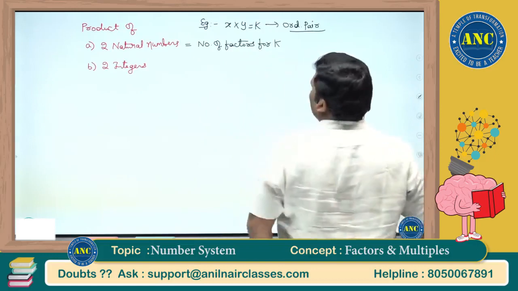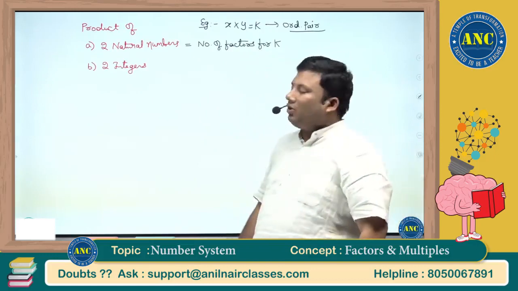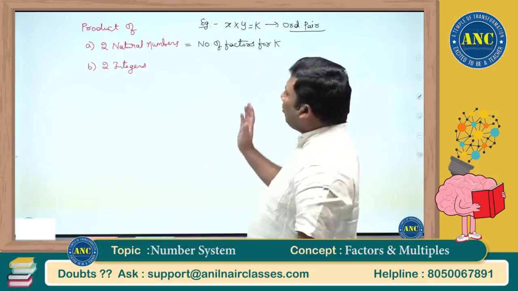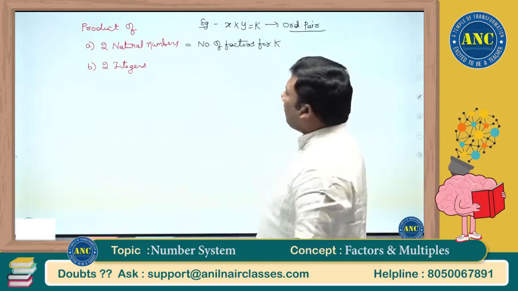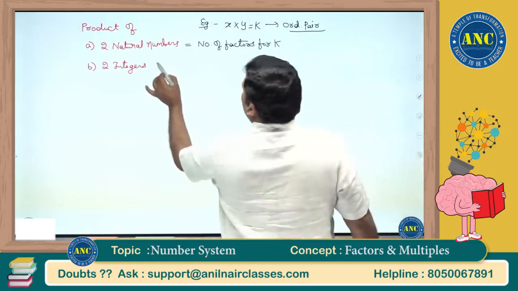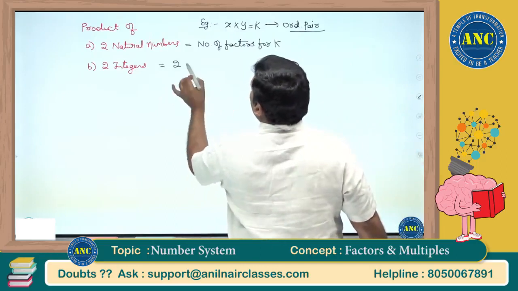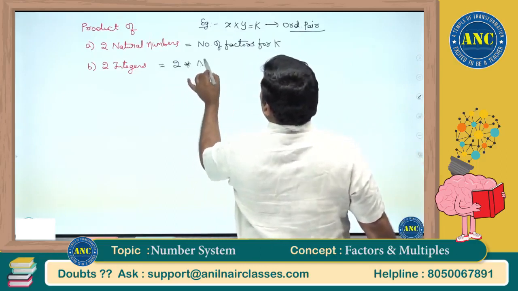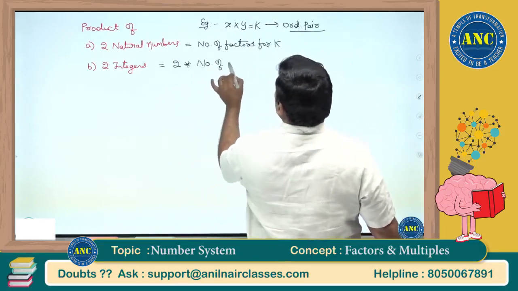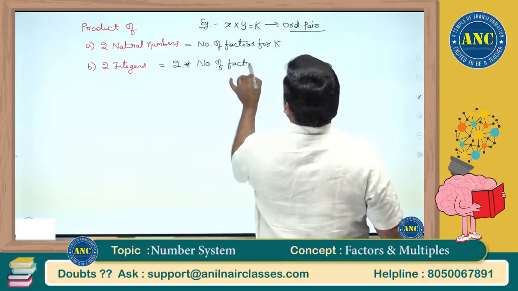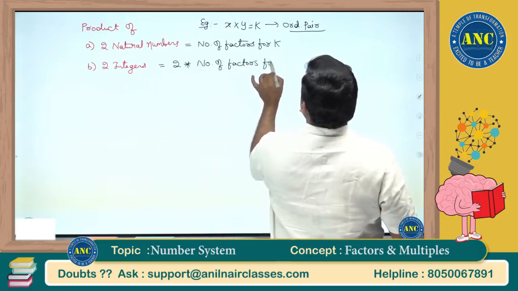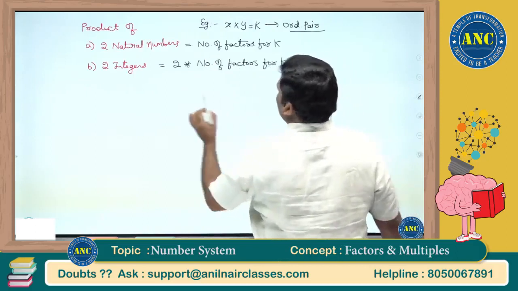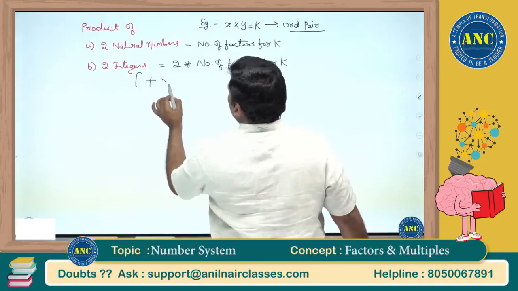I hope the idea is clear. In how many ways can you write a number as a product of two natural numbers? Answer is the number of factors for k. If it is two integers, answer will be 2 times the number of factors for k. So why will it be?